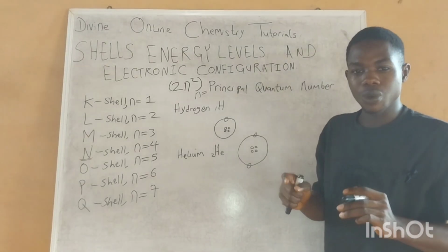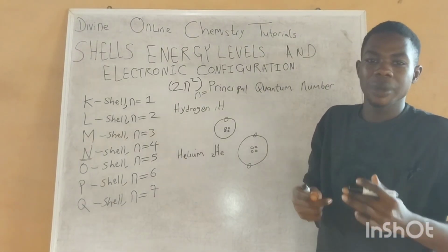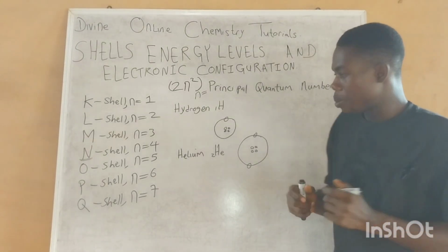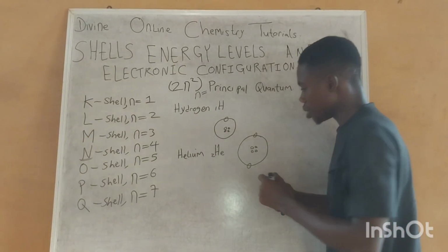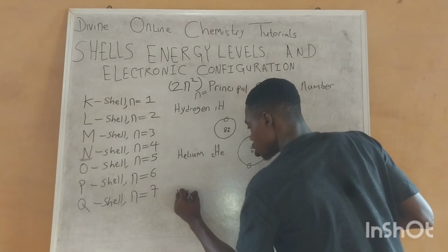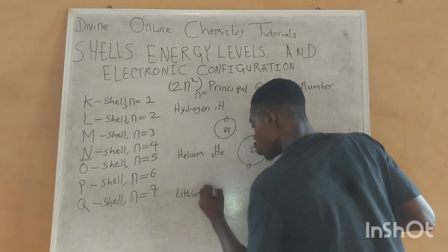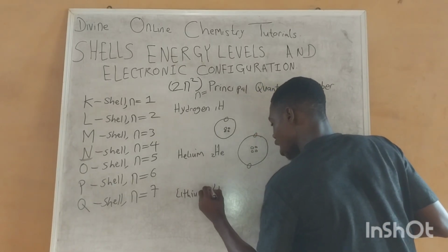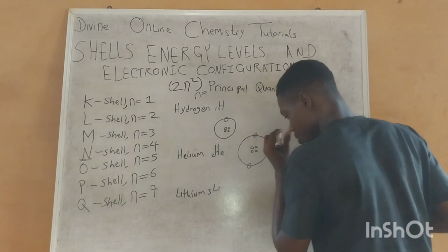Now, what about the next element in the periodic table, which is lithium? So we are going to solve for lithium, so just stay to the end of the class. Lithium, symbol Li, atomic number 3.